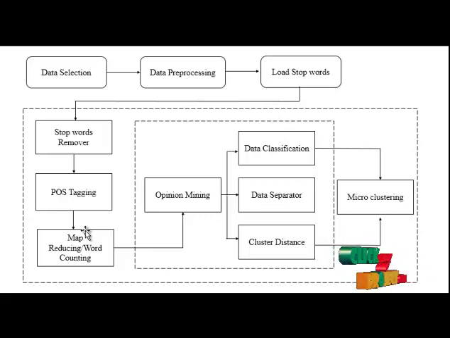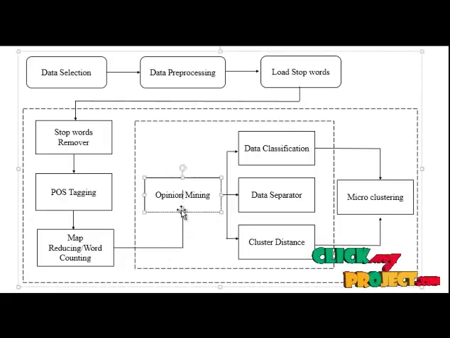After the MapReduce concept is completed, it goes to opinion mining. The HOT based algorithm from our base paper is implemented in this opinion mining process. In our HOT process, the algorithm is implemented in three types of process. The first is data classification and data separation, and it calculates the cluster distance. After that, the data classification and data separation are completed.